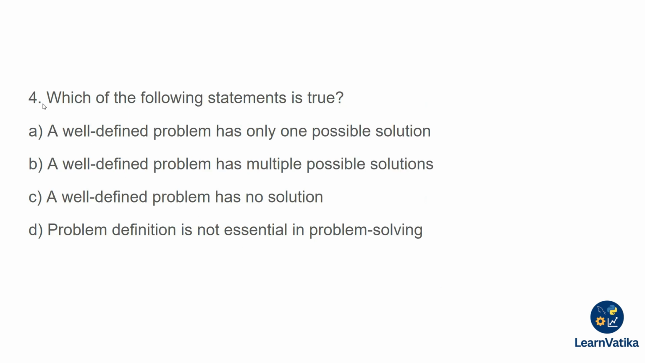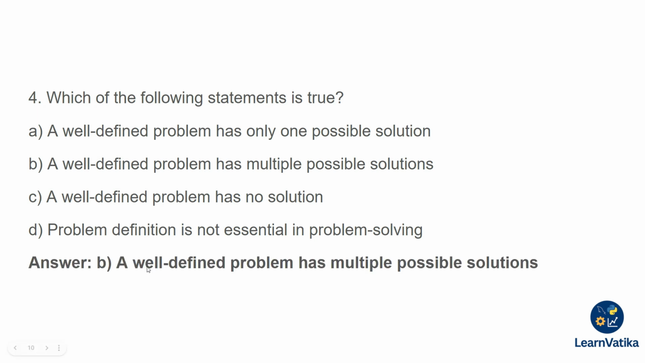The next question is which of the following statements is true? Option A, a well-defined problem has only one possible solution. Option B, a well-defined problem has multiple possible solutions. Option C, a well-defined problem has no solution. Option D, the problem definition is not essential in problem solving. The correct answer is option B, a well-defined problem has multiple possible solutions.